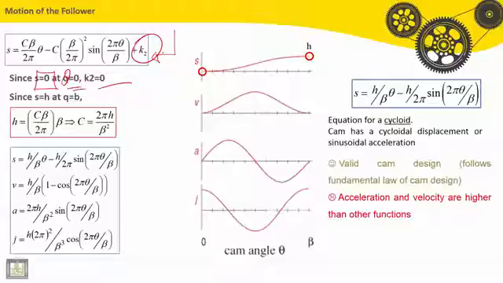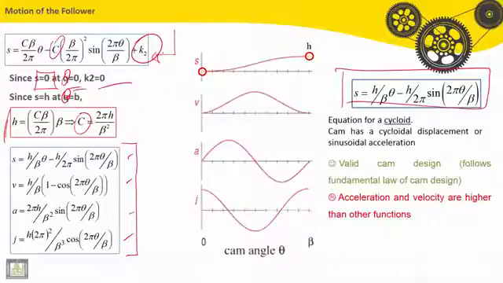Since the position equals h at theta equals beta, then we can find h and the c constant here, and position, velocity, acceleration, and jerk are fully defined.